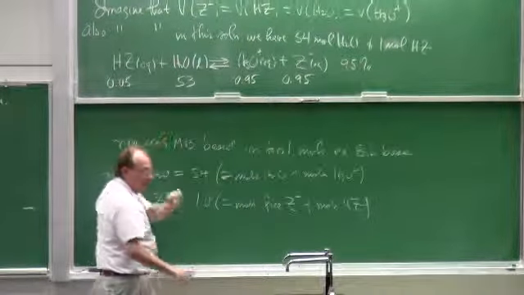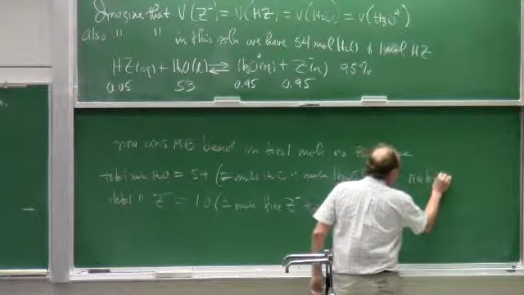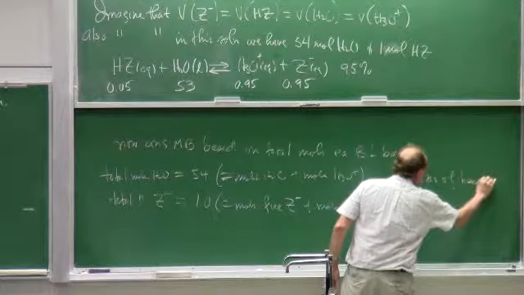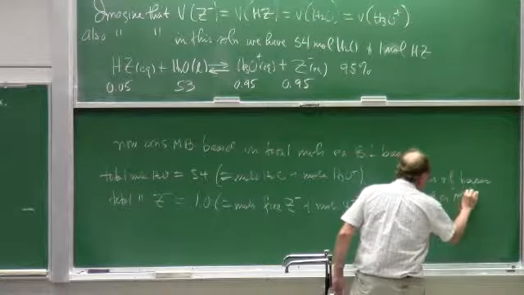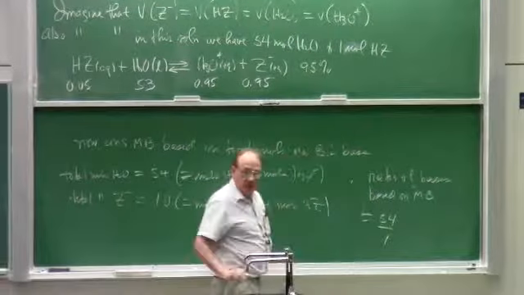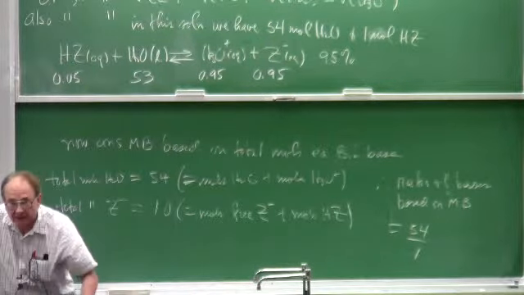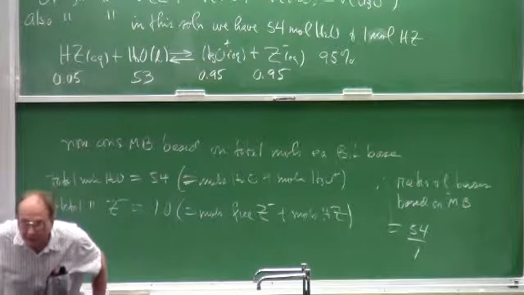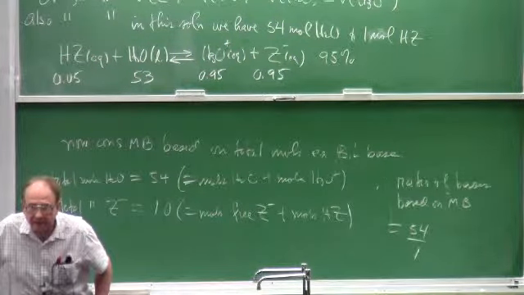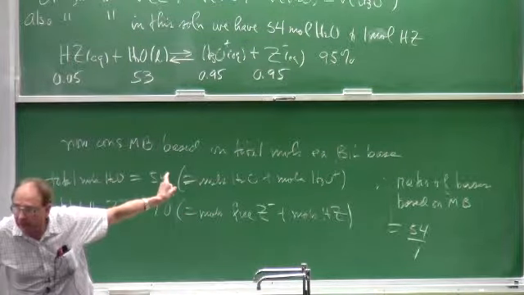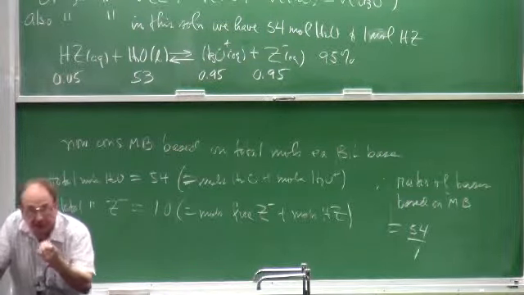All right? So we have a ratio. Thus, ratio of bases based on MB equals 54 to 1. Right? 54 to 1. Remember this candy bar stealing business? Now, after candy bars were swiped, which in this case are protons, how many moles of hydronium ion do we have? 0.95. How many moles of HZ do we have? Because when water grabs this candy bar, it becomes hydronium ion. And when Z minus grabs its candy bar, it becomes HZ.